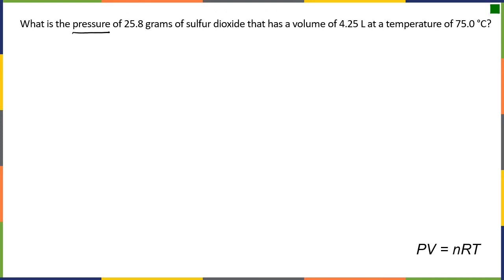So what is the pressure of 25.8 grams of sulfur dioxide? Please note this is a gas at this temperature. We'll tell you that on an exam. Given that SO2 here, it has a volume of 4.25 liters at a temperature of 75 degrees Celsius. So we have pressure that we want. We know how many grams we have, a volume, and we have temperature. So our question is, are our conditions variable, two pressures, two temperatures, or two volumes, or are they fixed?